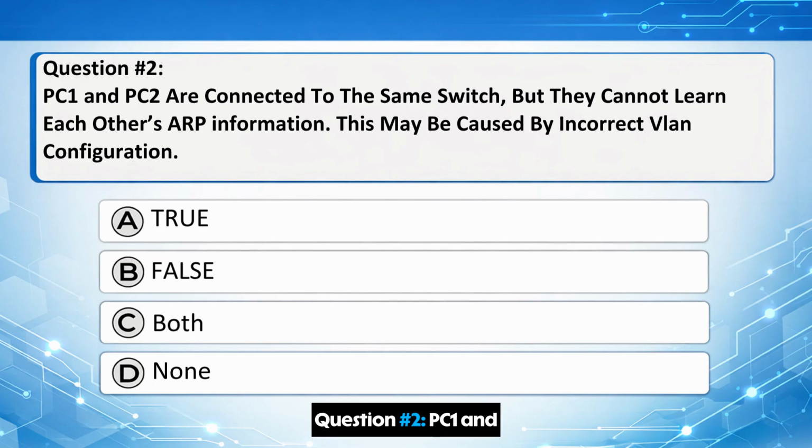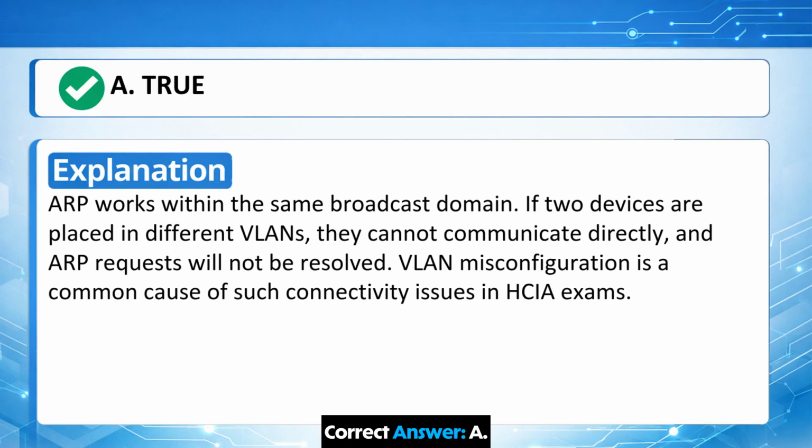Question number 2. PC1 and PC2 are connected to the same switch, but they cannot learn each other's ARP information. This may be caused by incorrect VLAN configuration. A. True. B. False. C. Both. D. None. Correct answer, A.